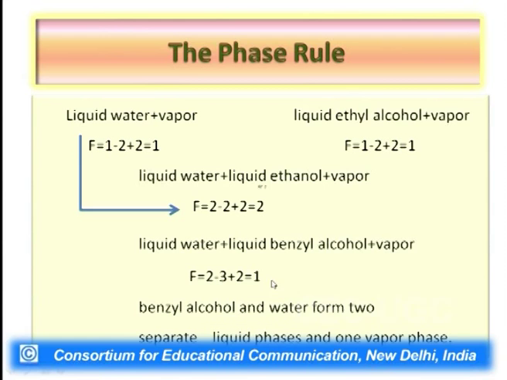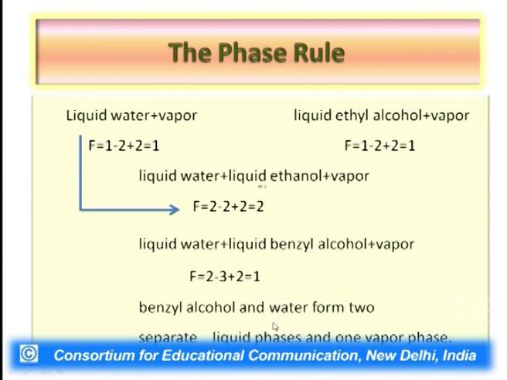Here the degree of freedom for the water liquid ethanol system is 2. For the water liquid benzyl alcohol system, the degree of freedom is 1. So, from this standpoint, it is very clear that as the number of phases rises in the system, the degree of freedom decreases. On the other hand, if the number of independent constituents rises in the system, the degree of freedom increases.